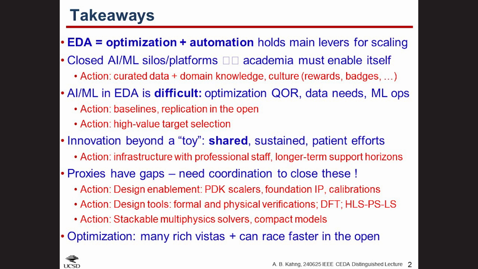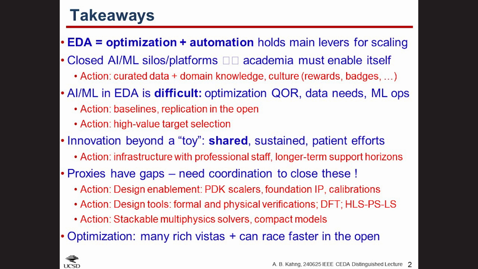So I'll try to motivate a few takeaways, some with clear actions for us as a community. And these are just a few of many possible takeaways because this is my usual blurt of accumulated thoughts from 20 years. EDA holds the main levers for scaling. That's a takeaway. At the nexus of AI and EDA, academia must enable itself. And there's culture and coordination to work on.